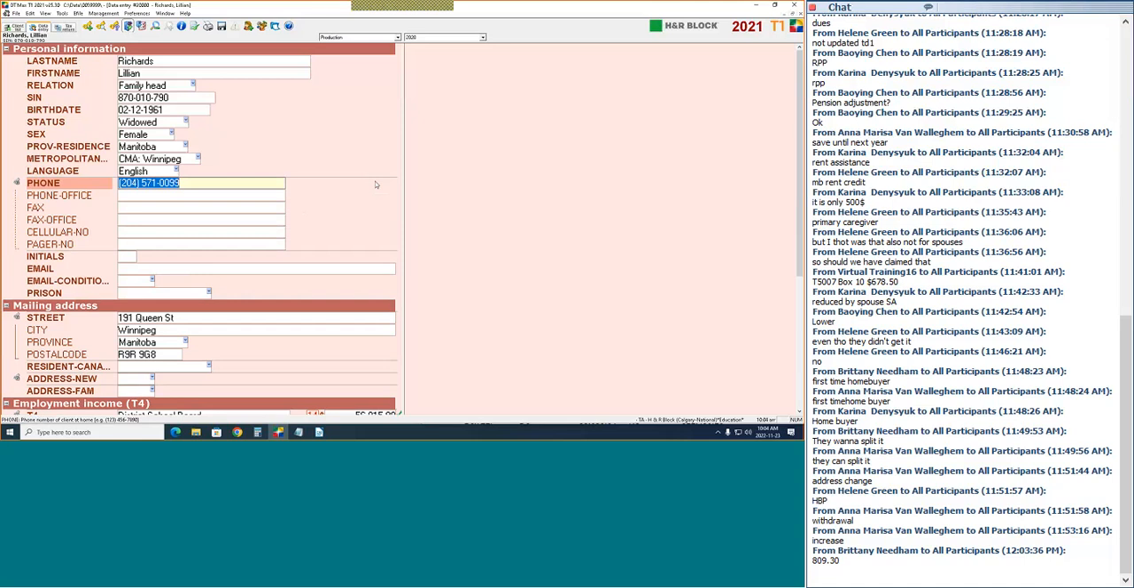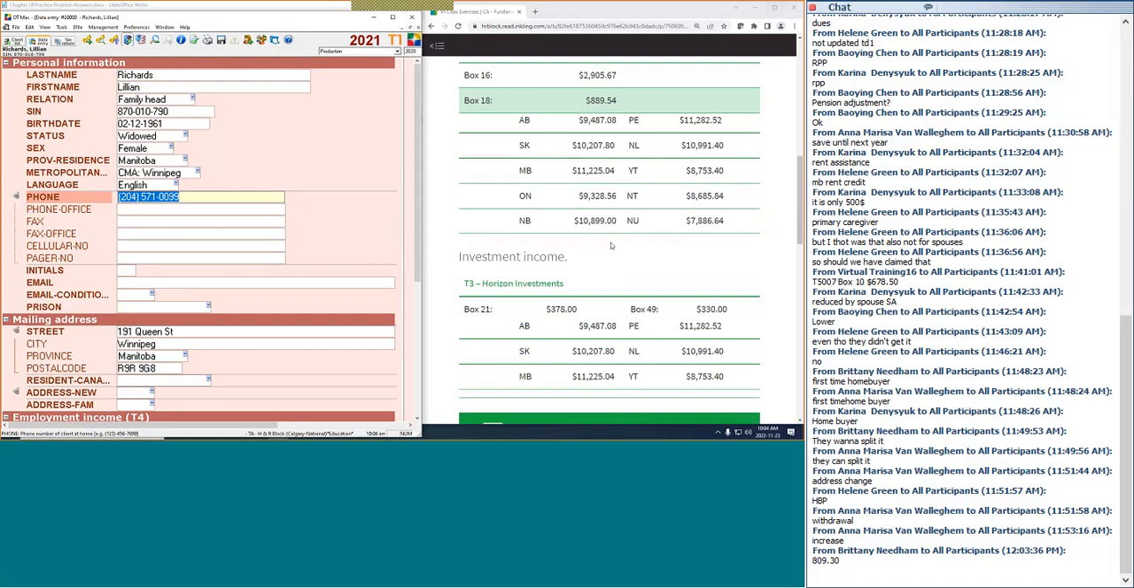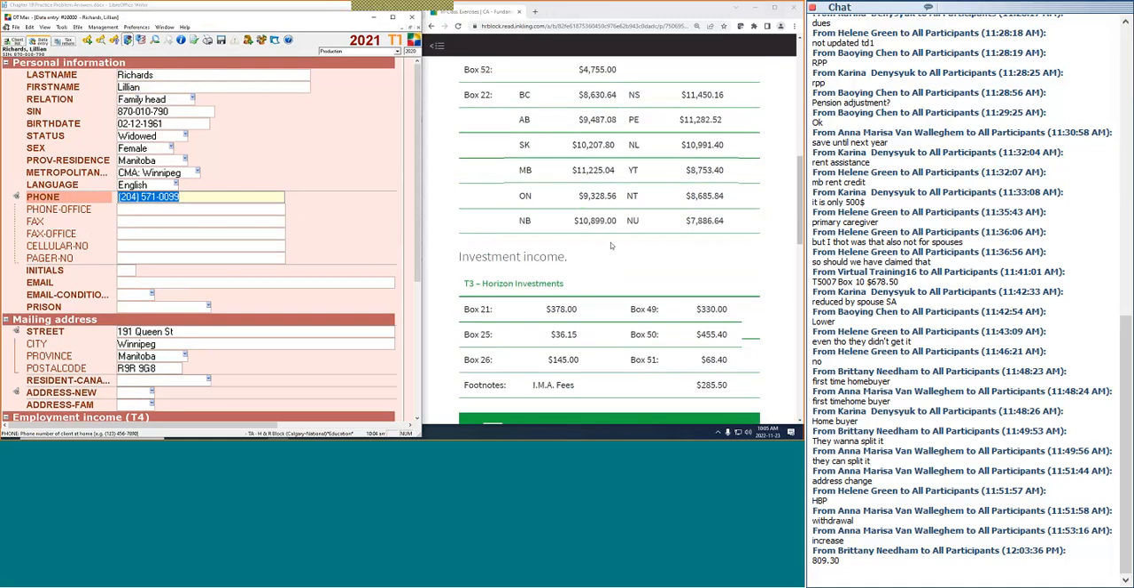All right, so we're going to talk about some investment income now. I'm going to do these a few slips at a time and see what happens. So we're going to start with the first one that I have here, which is a T3 slip. She has invested in a company called Horizon Investments. We're going to have some different boxes on that slip.